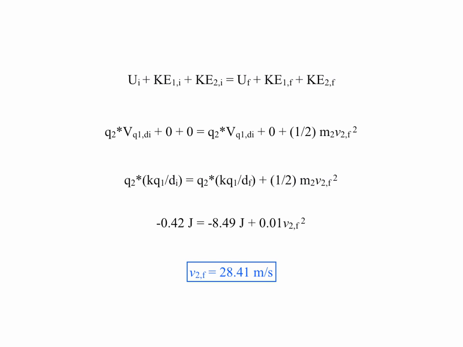We had a charge that moved through some change in electric potential. Due to that, the charge gained some kinetic energy, and we figured out the speed associated with that kinetic energy.